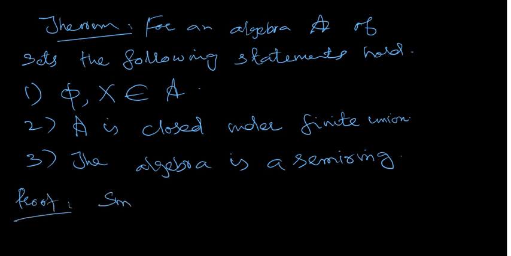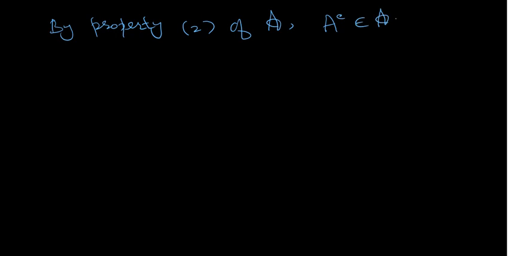So since this algebra is actually non-empty, it's always non-empty. It contains at least one. So there exists a subset A of X such that A belongs to this curly A. Now about property 2 of A. By property 2 of A, complement also belongs to A. Okay. Again by property 1.